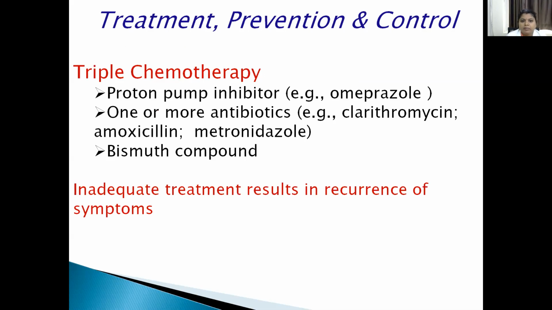Next, if you see the treatment and prevention part, here we have triple chemotherapy. You will learn this in your medicine. Here it contains a proton pump inhibitor and one or more antibiotics like clarithromycin, amoxicillin, and metronidazole. Sometimes a bismuth compound is also used.